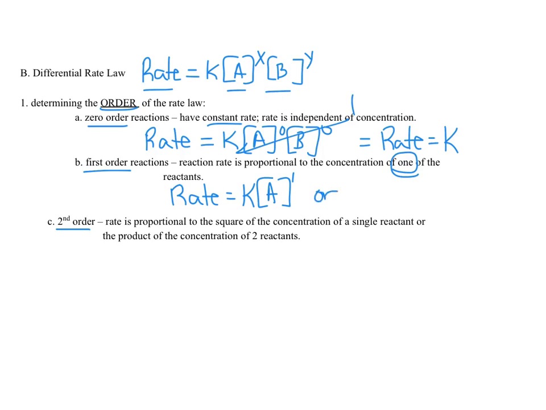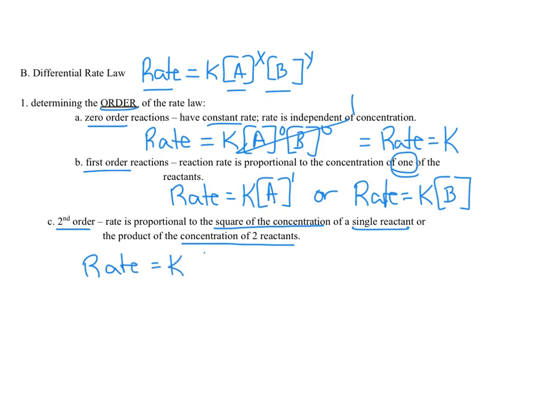Or if we have two reactants, rate is equal to K times the concentration of B. So only one of the reactants in this case is going to affect the rate of the reaction. The other one doesn't. Second order reaction, we've got a couple of different options here. The rate is proportional to the square of the concentration of one of the reactants or the concentration of both. So we have options that look like this.